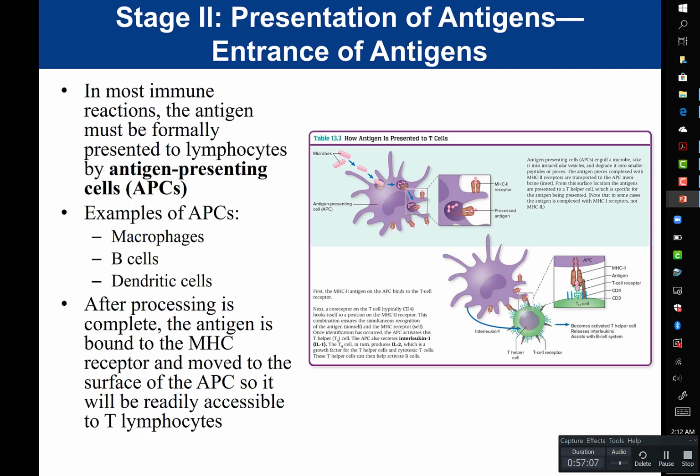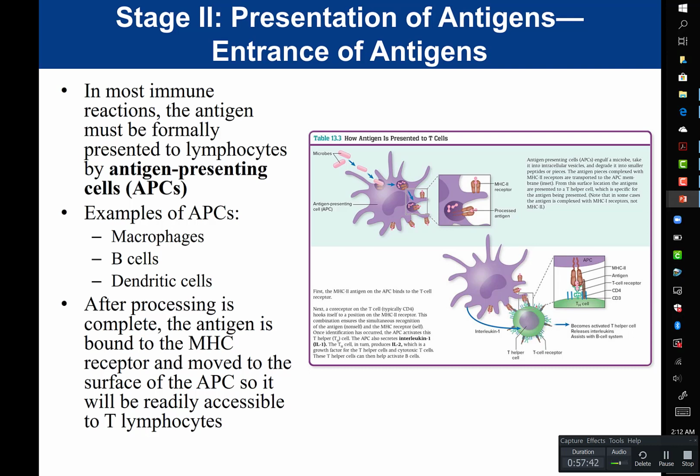What you're going to see later is that the macrophage also secretes a cytokine called interleukin 1. Interleukin 1 is going to stimulate or activate the T helper cell. It's going to cause that T helper cell to undergo clonal expansion, right? It's going to help this T helper cell to be activated, to proliferate, to differentiate, etc.